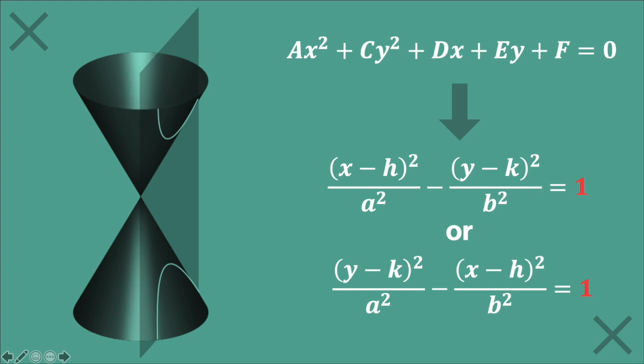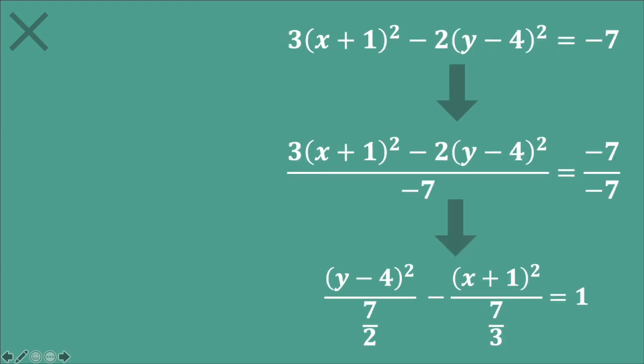If the number on the right-hand side is not equal to 1, and at the same time not equal to 0, then we must do something about it using some algebraic manipulations. For example, if this is equal to negative 7, we can divide everything by negative 7 so that we come up with this final form, with (y − 4)² over 7/2 minus (x + 2)² over 7/3 equals 1. And this now becomes the standard equation of the hyperbola.